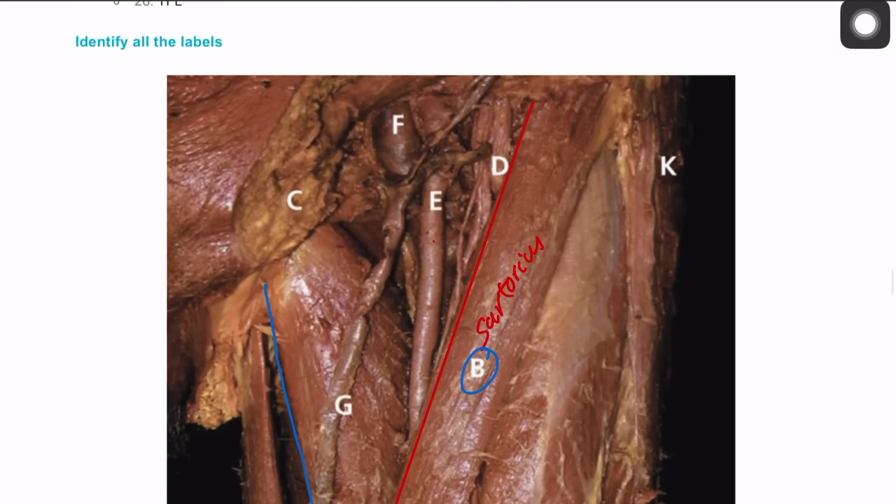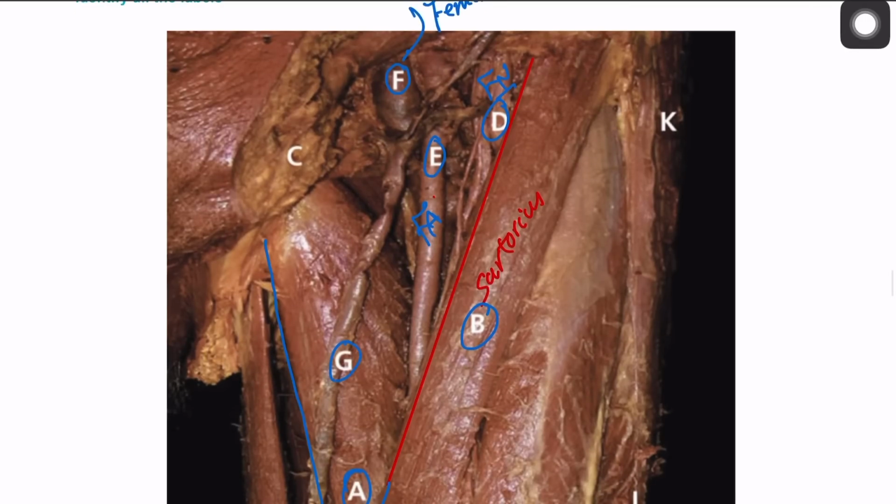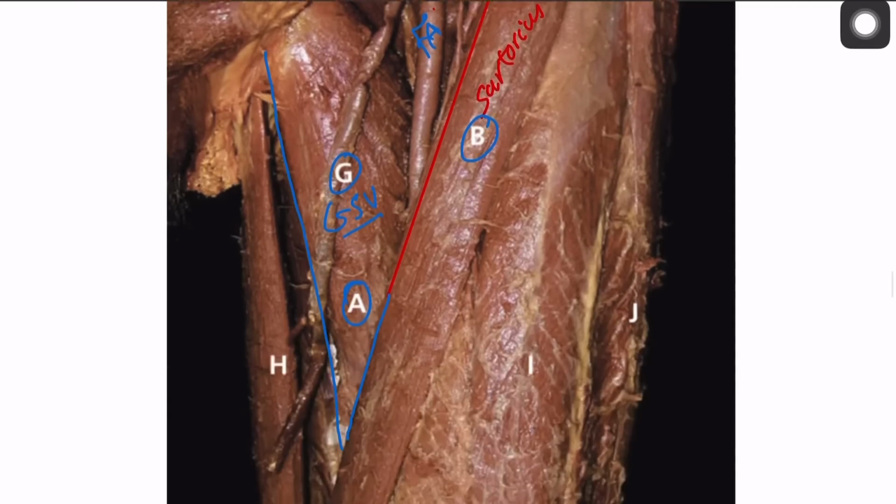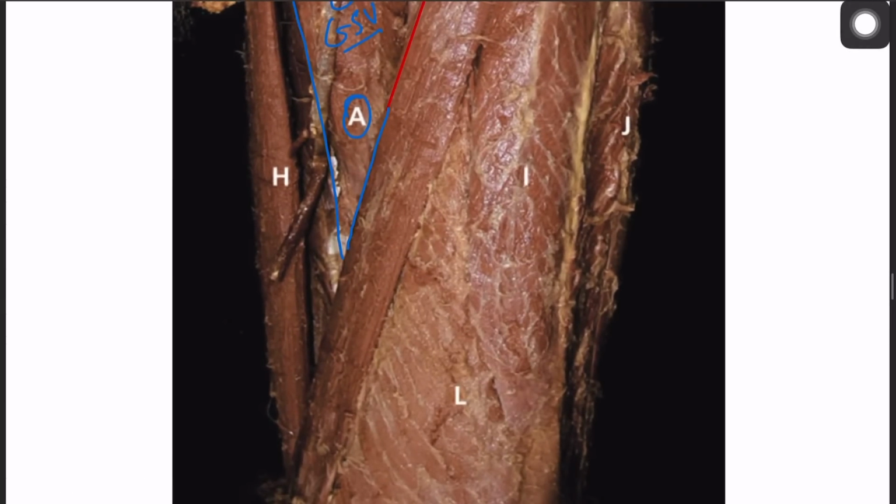And on the top, you will have the inguinal ligament, which, to be honest, I can't really see evident in here. In terms of the contents, the femoral vein is F in here. And you have E, which is the femoral artery, and D, which is the femoral nerve. And in terms of G, this is the great saphenous vein as well. And then you have H, I and J.